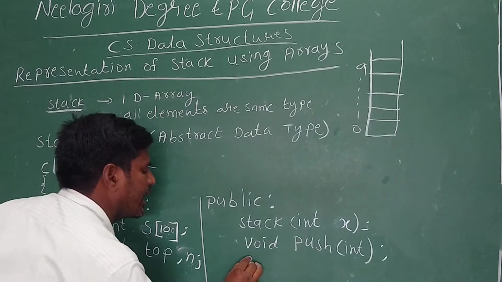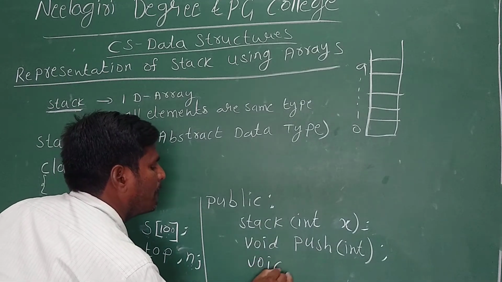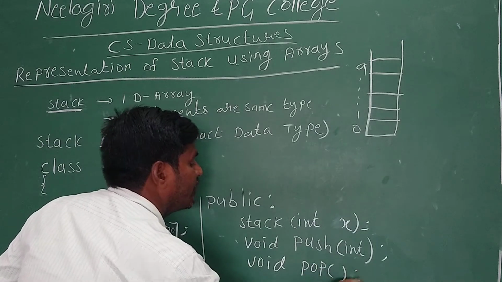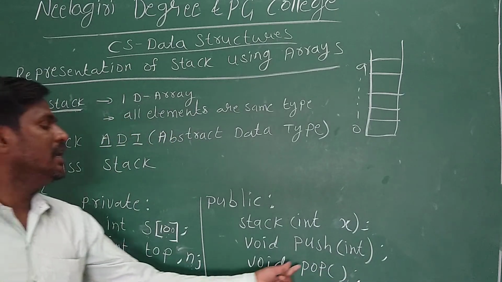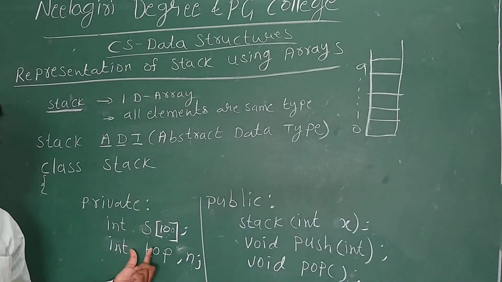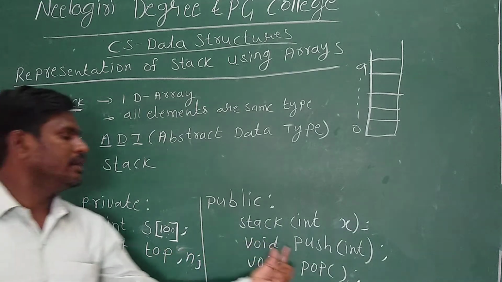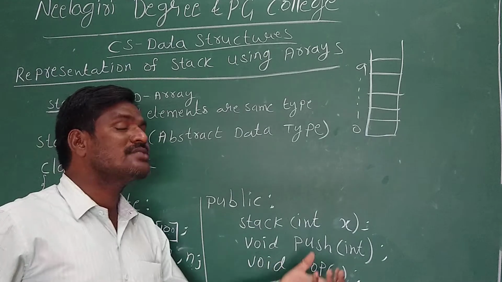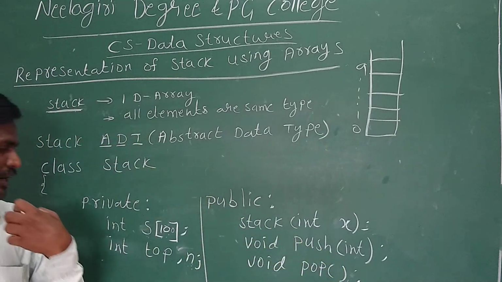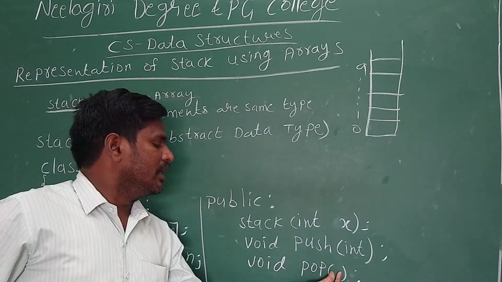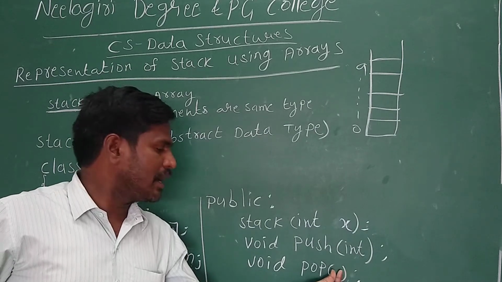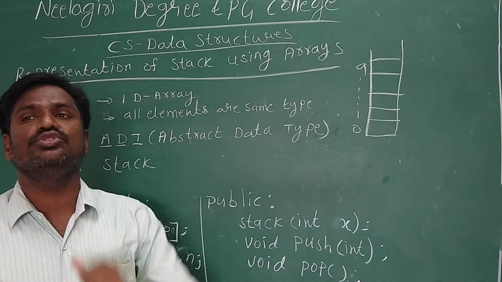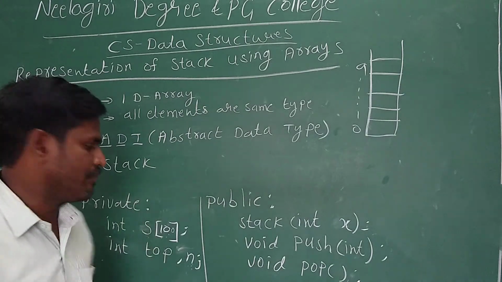The next one is void pop. It will perform the deletion operation on the stack. It is top, it is pop. Top is the topmost element, pop is a deletion operation. So here it does not take any parameter because the pop always removes the topmost element.